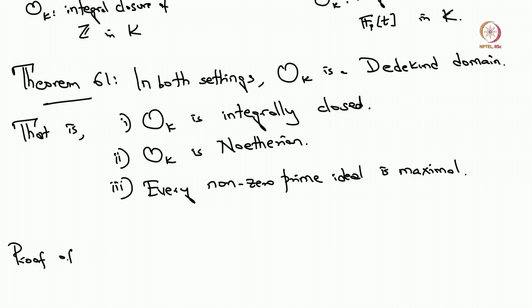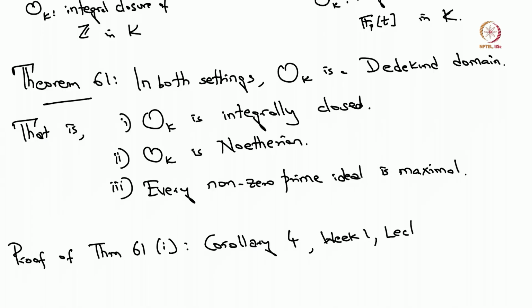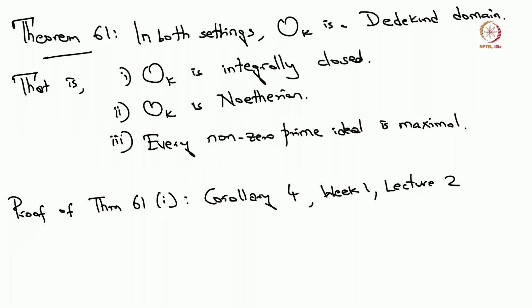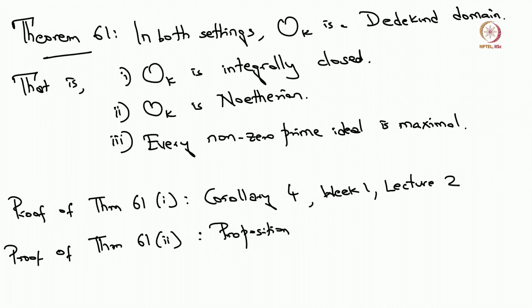So the first property is a direct consequence of something that we proved in the first week, the second lecture, that was corollary 4. We showed that if you take integral closures, then that's integrally closed in its fraction field. So this was week 1, lecture 2, corollary 4. And the fact that O_K is Noetherian was also something we covered in the first week. So just as a reminder, this was proposition 8, week 1, lecture 4.